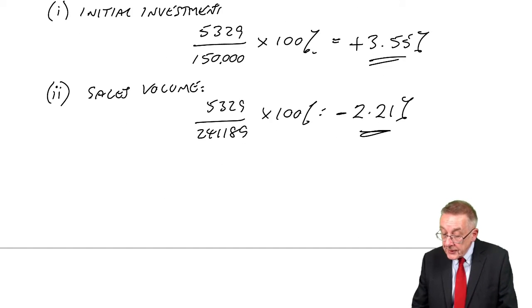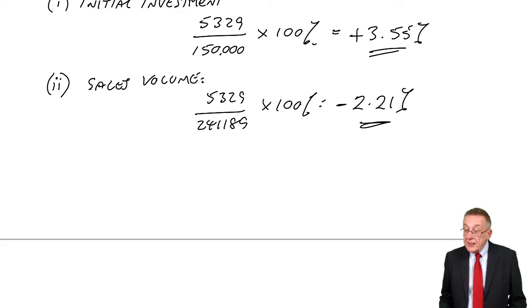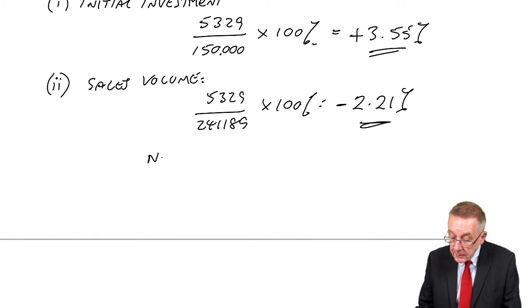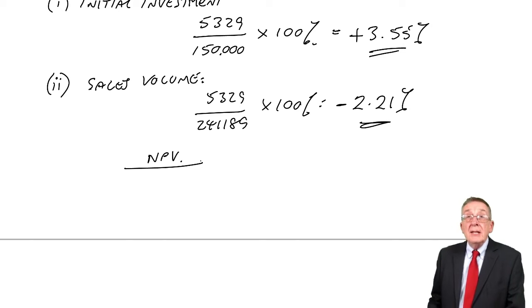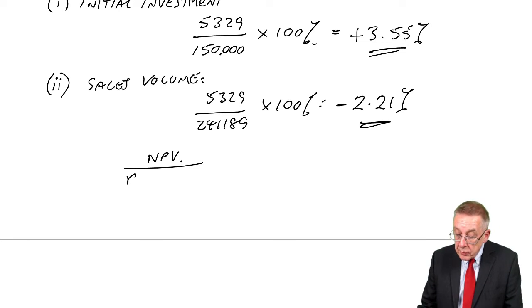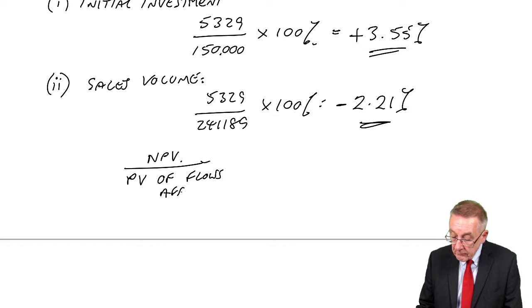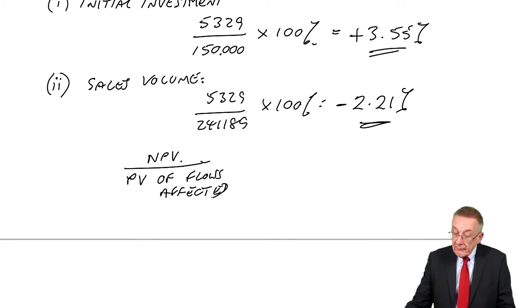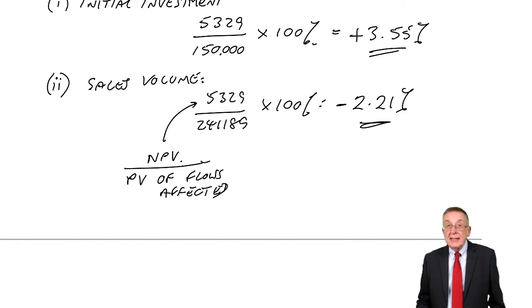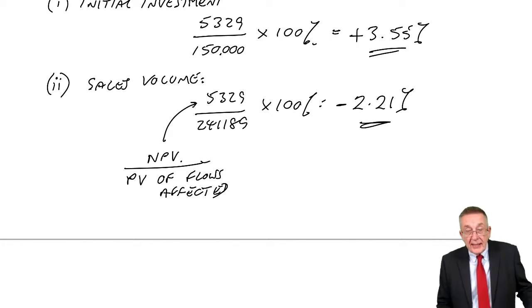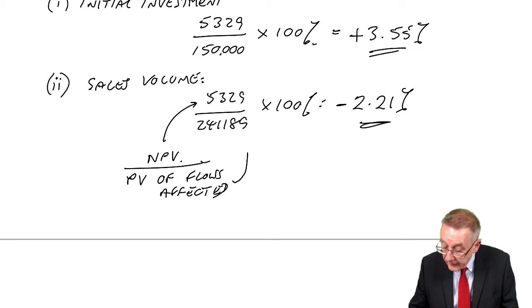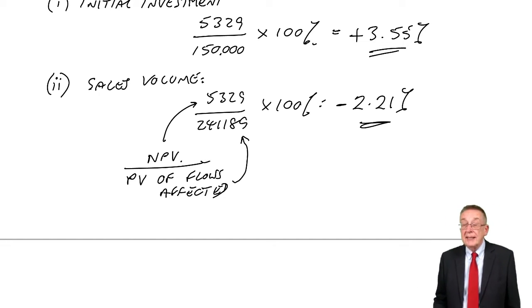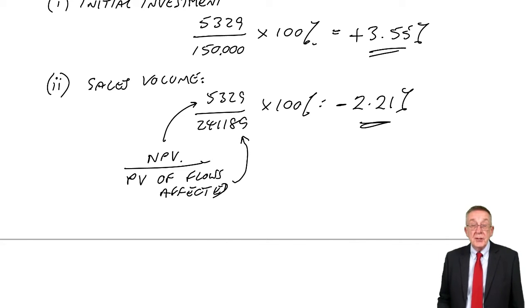And so before we do the others, in general terms, the sensitivity is simply the net present value divided by the present value of the flows affected. I can't write it a better way. For sales volume, the NPV was 5329. The flows affected were the total contribution. The present value was 241,189. The sensitivity, 2.21%.